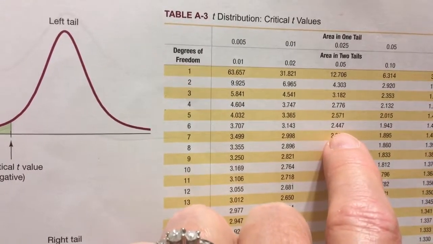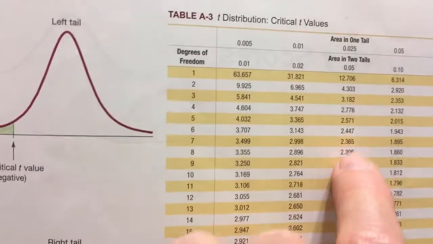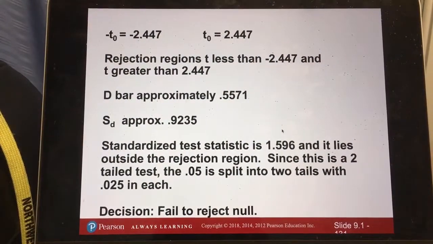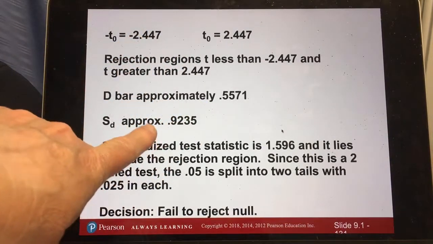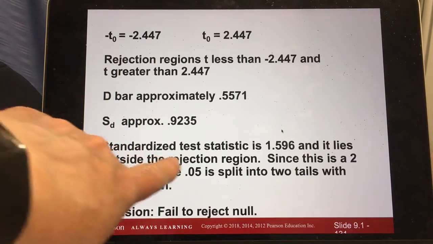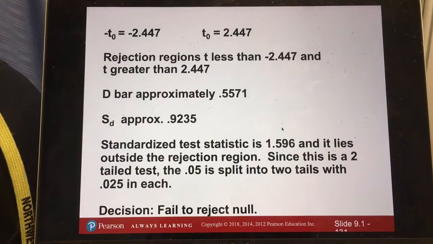Okay, so it's in 2 tails, so it's going to be 2.447 and negative 2.447, which is exactly what we have here on our slide. Okay, so we know how they got that. We know how they got this and this from our data. And so now we're going to use our T test to get that test statistic here.